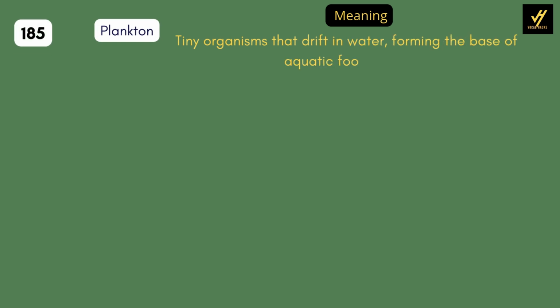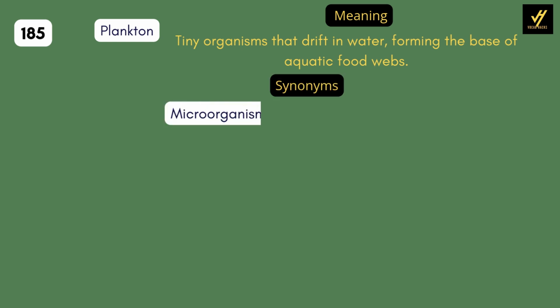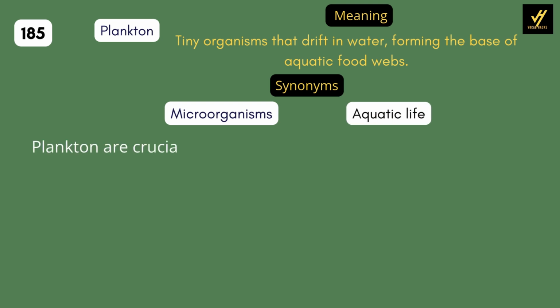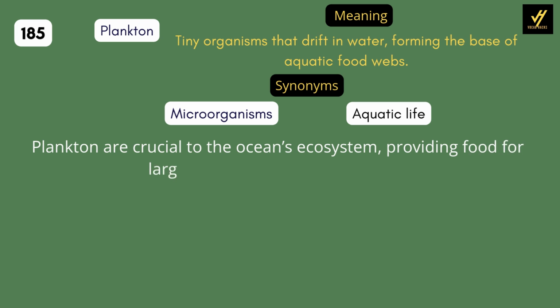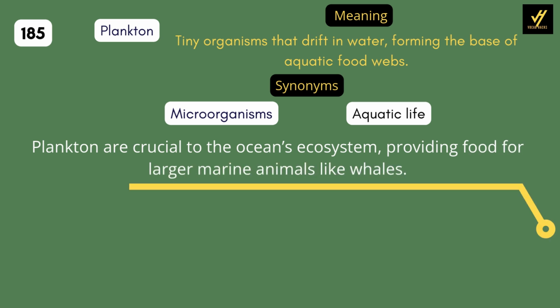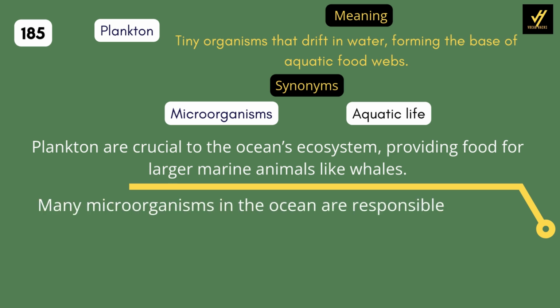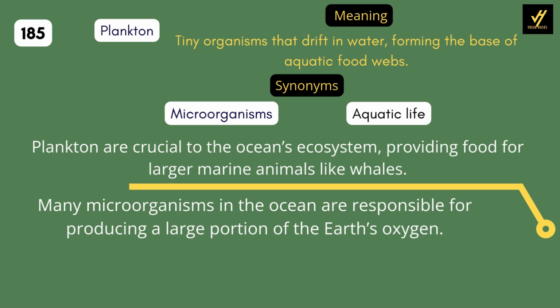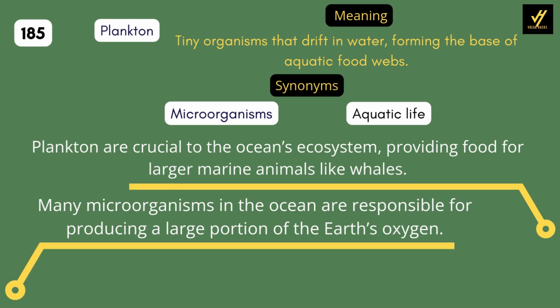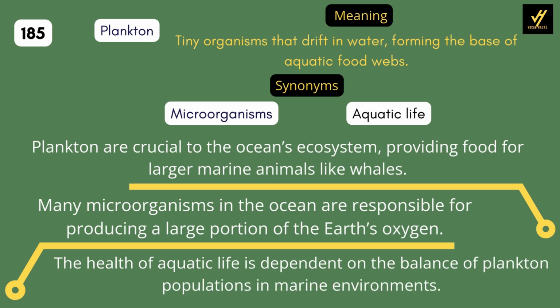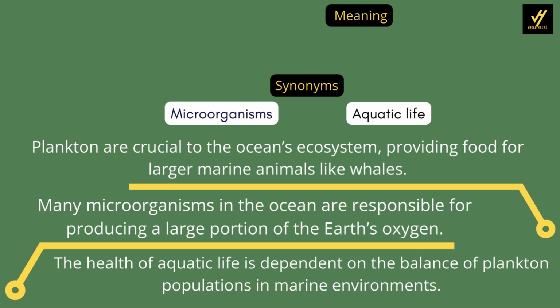Plankton, tiny organisms that drift in water, forming the base of aquatic food webs. Plankton are crucial to the ocean's ecosystem, providing food for larger marine animals like whales. Many microorganisms in the ocean are responsible for producing a large portion of the Earth's oxygen. The health of aquatic life is dependent on the balance of plankton populations in marine environments.